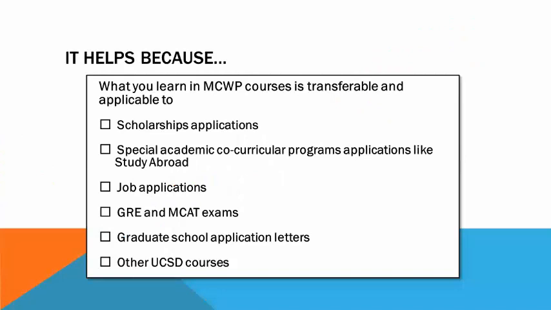Now, how is this course going to help you? It helps because what you learn in Muir College writing program courses is transferable and applicable to such things as scholarship applications, special academic co-curricular program applications like study abroad, job applications, GRE and MCAT exams, graduate school application letters, your other UCSD courses. And really our charge as a writing program, as I see it, is to prepare students for the kinds of writing and reading that they will encounter in their other courses here at UCSD.